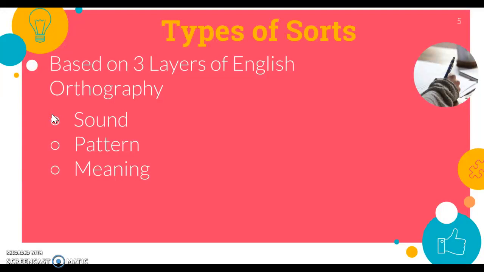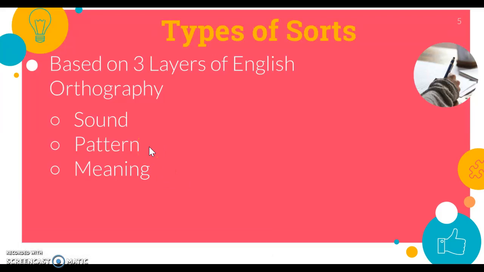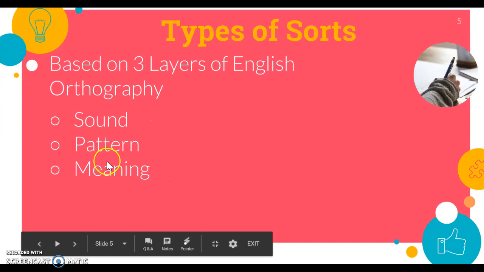Okay, there are 3 types of sorts that you'll do with students, and they are based on the 3 layers of English orthography: the sound, or in other words, phonological awareness, the patterns of letters, and then the meaning. So as you see, it's not just memorizing the pattern. Word study goes so much deeper, which is why it's more effective than just a spelling approach, that we're including phonological awareness, and we're also including the meaning of words along with that.